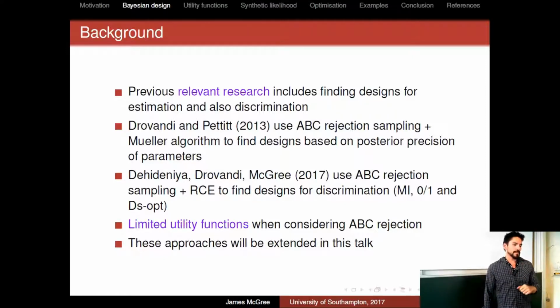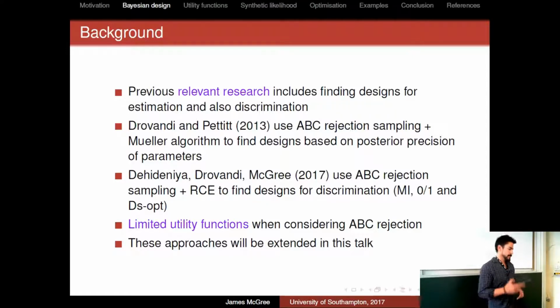Chris and Tony in 2013 used ABC rejection with the Muller algorithm to find designs based on posterior precision. So they maximized posterior precision of the ABC posterior. Using ABC rejection, it's relatively easy to find an ABC posterior distribution, and based on that you can straightforwardly calculate summary statistics. So the inference algorithm there was selected because it was straightforward to find quantities in the utility function.